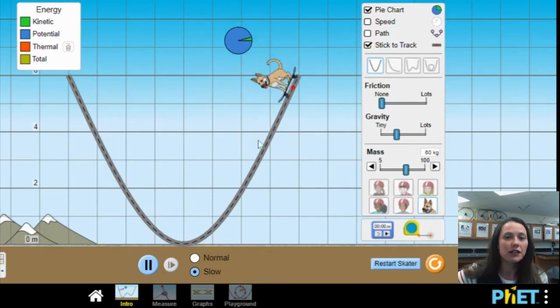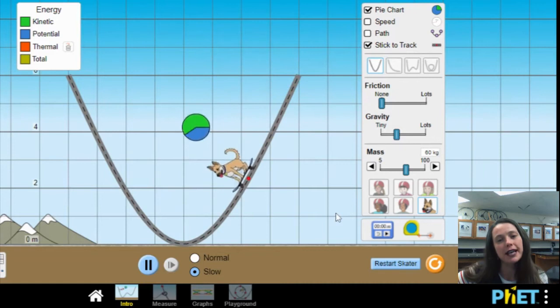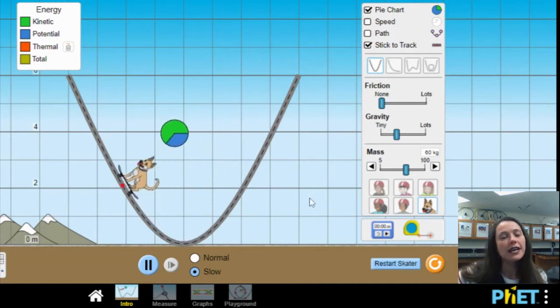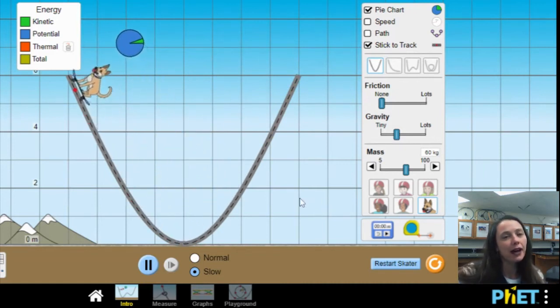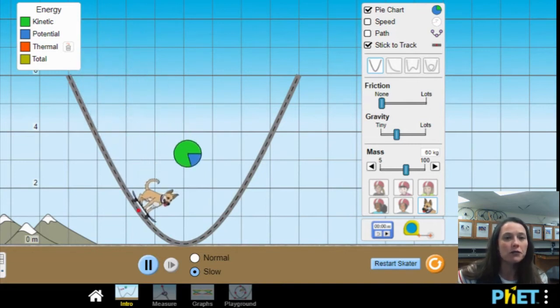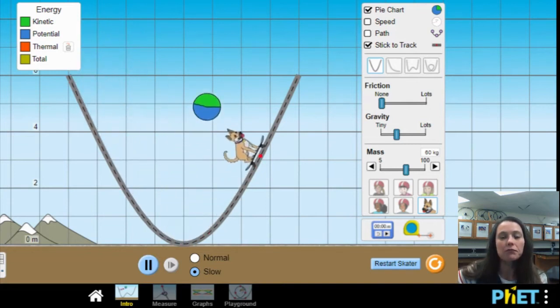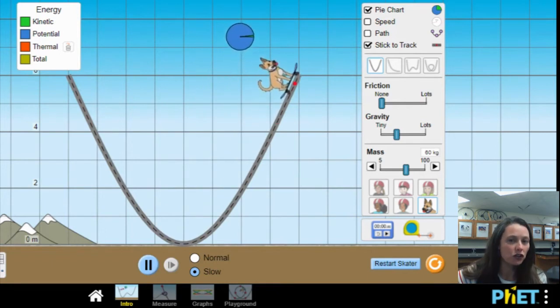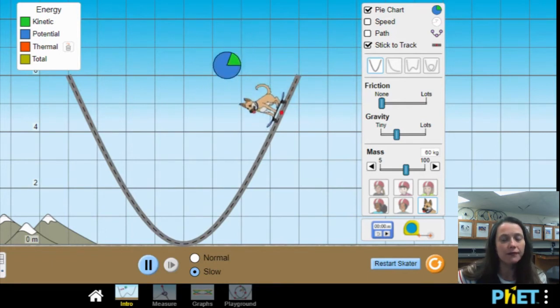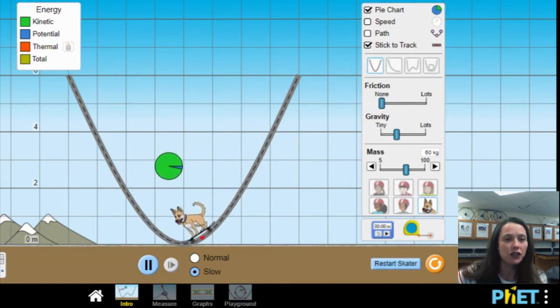One of the advantages of using the pie chart to represent the energy of the dog is that the entire size of the pie never changes. The energy may transfer forms from kinetic to potential, but the overall amount of energy always stays the same. That's what we mean by the conservation of energy.